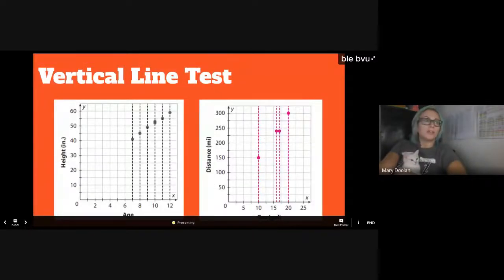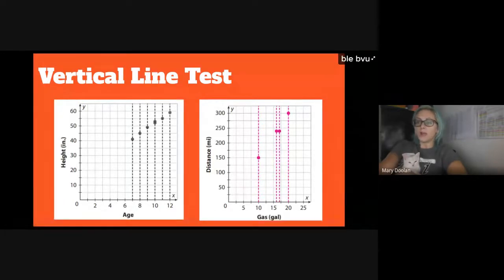Okay, so vertical line test. This is the next one we're going to look at. So I have 2 graphs. I have a graph of age and height, and there are some gray points plotted on it. And then I have a graph of gas and distance, and there are some pink points plotted on it. Those little dashed lines are representing vertical lines for the vertical line test. And it's a test to tell if it's a function or not.